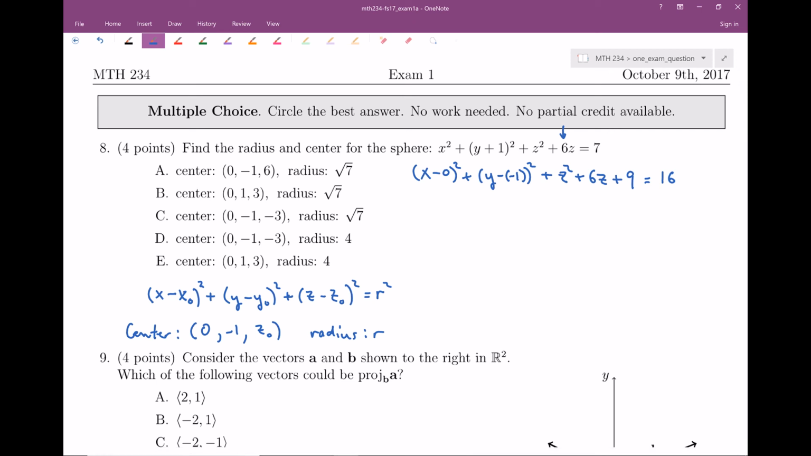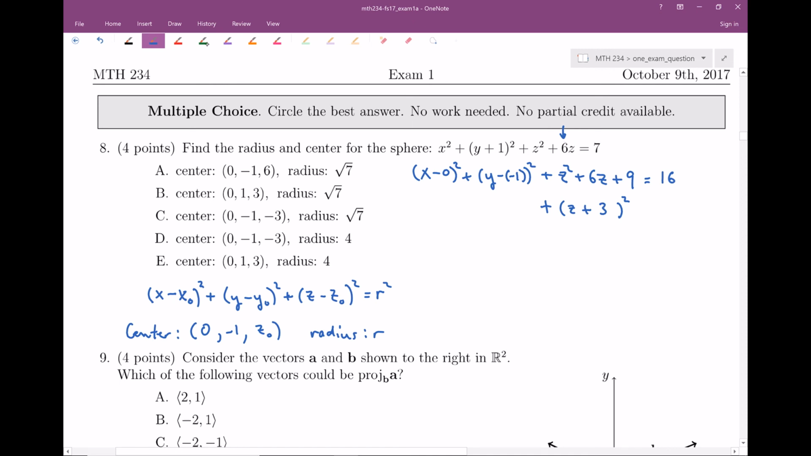And so the claim is, again, this is the good thing to add. This becomes a perfect square, something squared. And what is it squared? Well, it's going to be z plus 3. And it's always this number divided by 2. So 6 divided by 2 is going to be 3.